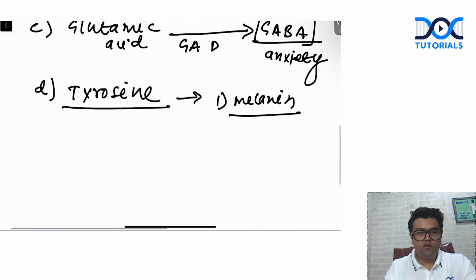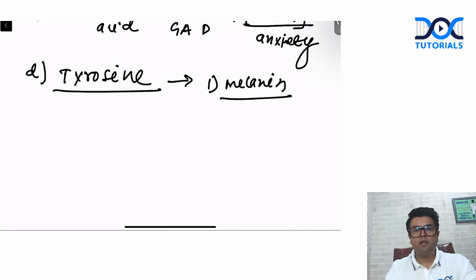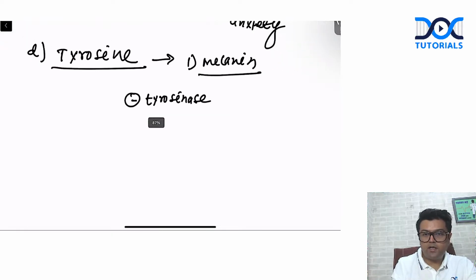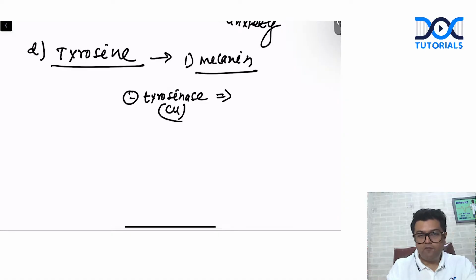So melanin is one of the important products of tyrosine. And a deficiency of this tyrosinase enzyme can lead to the disease called albinism, right? So if there is a deficiency of the enzyme which produces melanin, the name of the enzyme is tyrosinase, and this is copper dependent, I told you. So its deficiency causes what type of disease? That is called albinism, right?